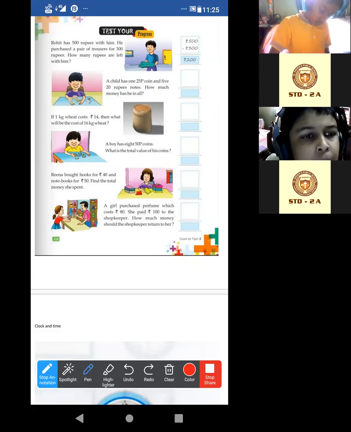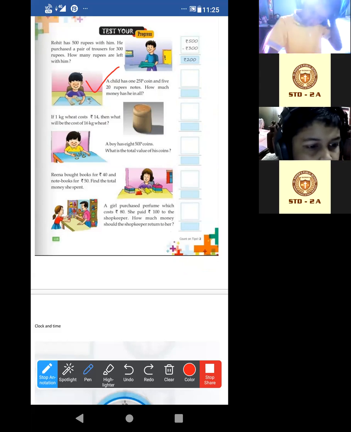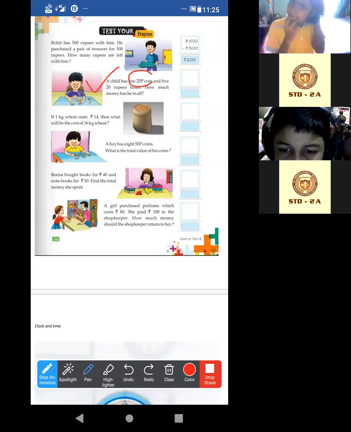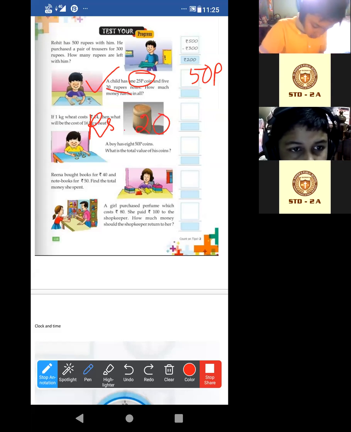Acha, okay. Now this one, Pushpak, listen to me very carefully. You had doubt in it. 50 paise coins a child has, and 5 20 rupee coins. 20 rupee coins, how many are there? 5. So into 5.